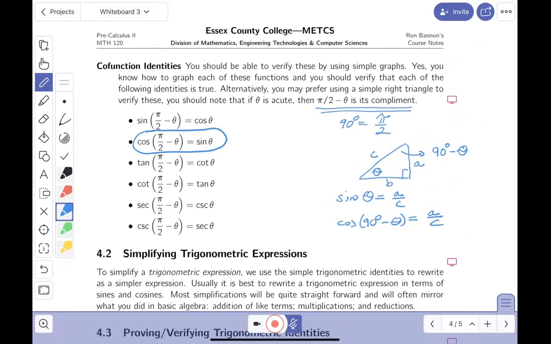All right? And now I'm going to write another one down. I'm going to write down the cosine of theta. Well, what's the cosine of theta? That's going to be B over C, right? And I'm going to write down the sine of 90 degrees minus theta. Well, again, I'm looking at the same picture, and I got to twist that around a little bit, and then that would be B over C again. Again, I'm twisting around so it looks like the diagram that I want.